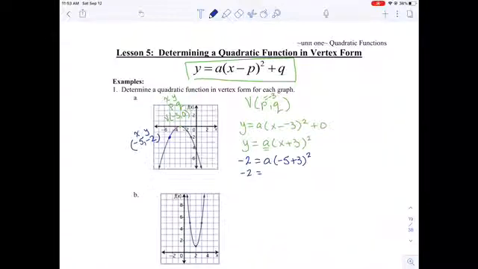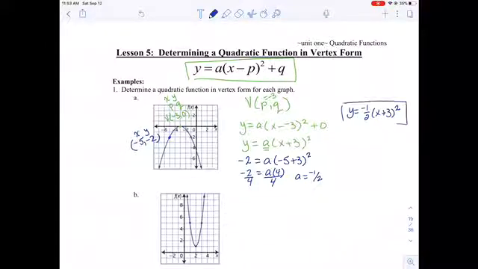And of course we get -2 is equal to, no, this is just multiply. This is a times. So this is just like saying if I have a4, that's the same as 4a. I know that's multiply, and this is multiply, same thing here. So this is -5 plus 3, which is -2 all squared. So this is a times 4, or 4a. And we're going to divide both sides by 4 and solve and get a is -1/2. Now that I know that a is -1/2, I've got my equation. y equals -1/2 (x plus 3) all squared.